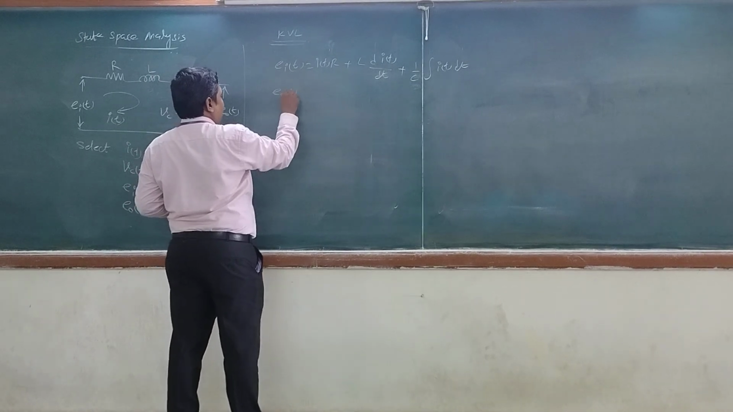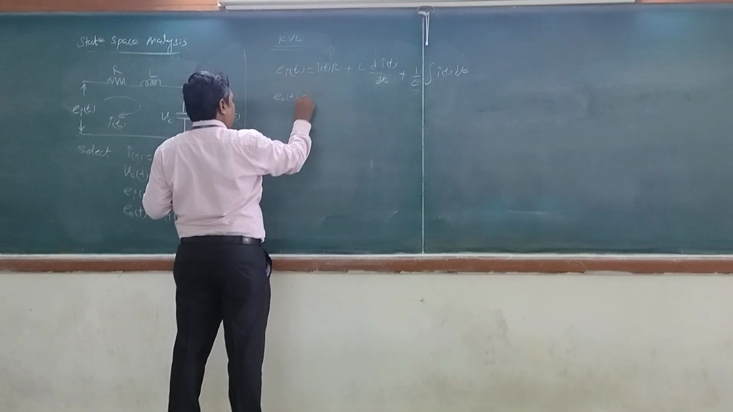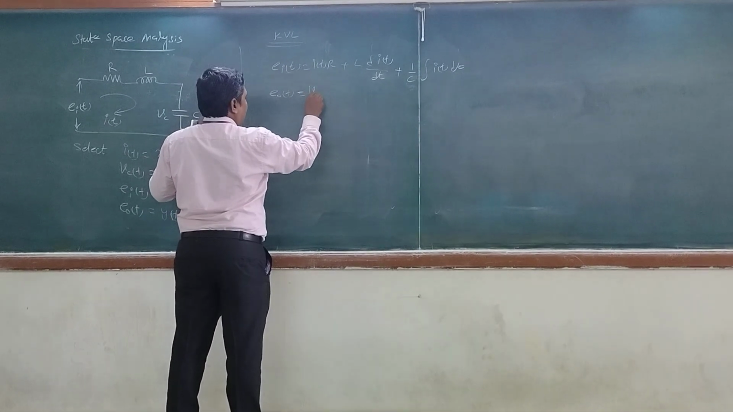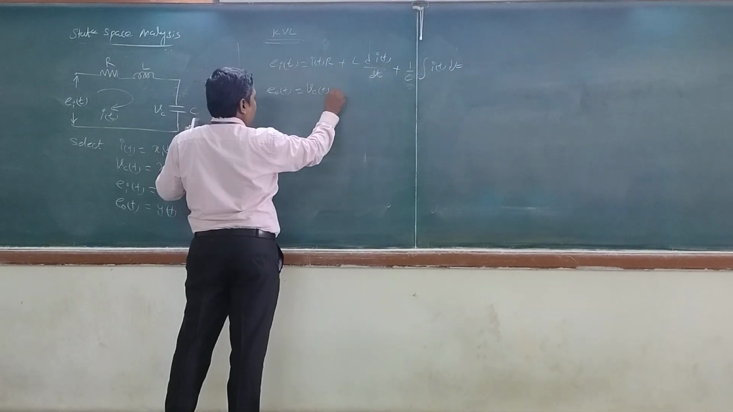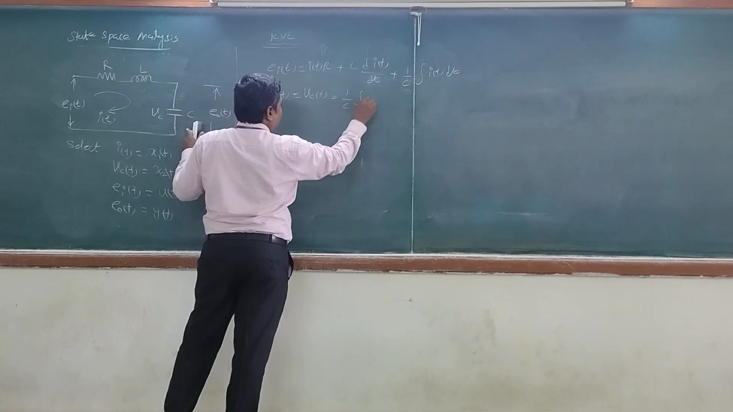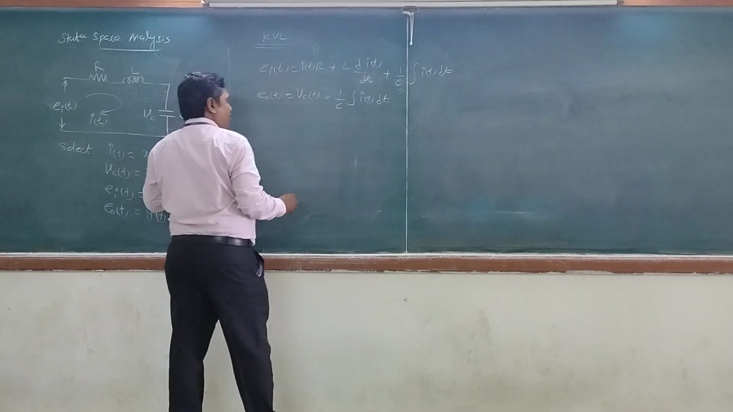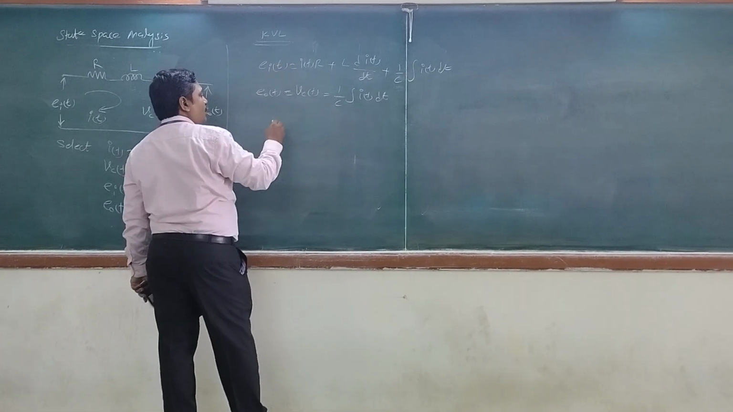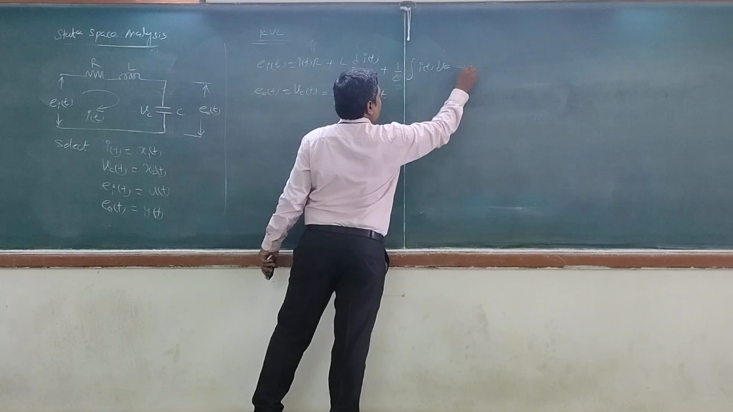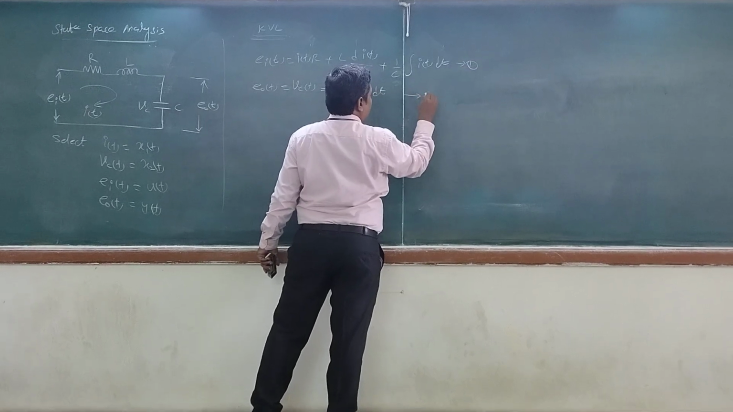Again, e_o of t, the output, is measured across the capacitor. It is nothing but the voltage drop across the capacitor, that is 1 by C integral of i of t dt. Say this is equation number 1, and this is equation number 2.